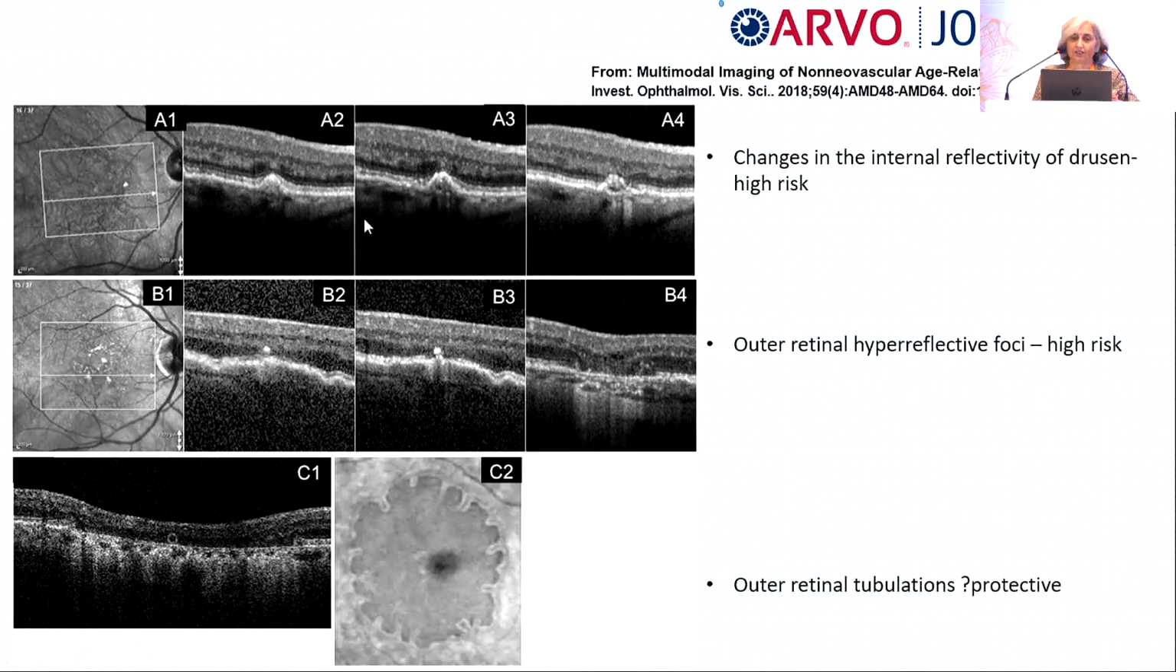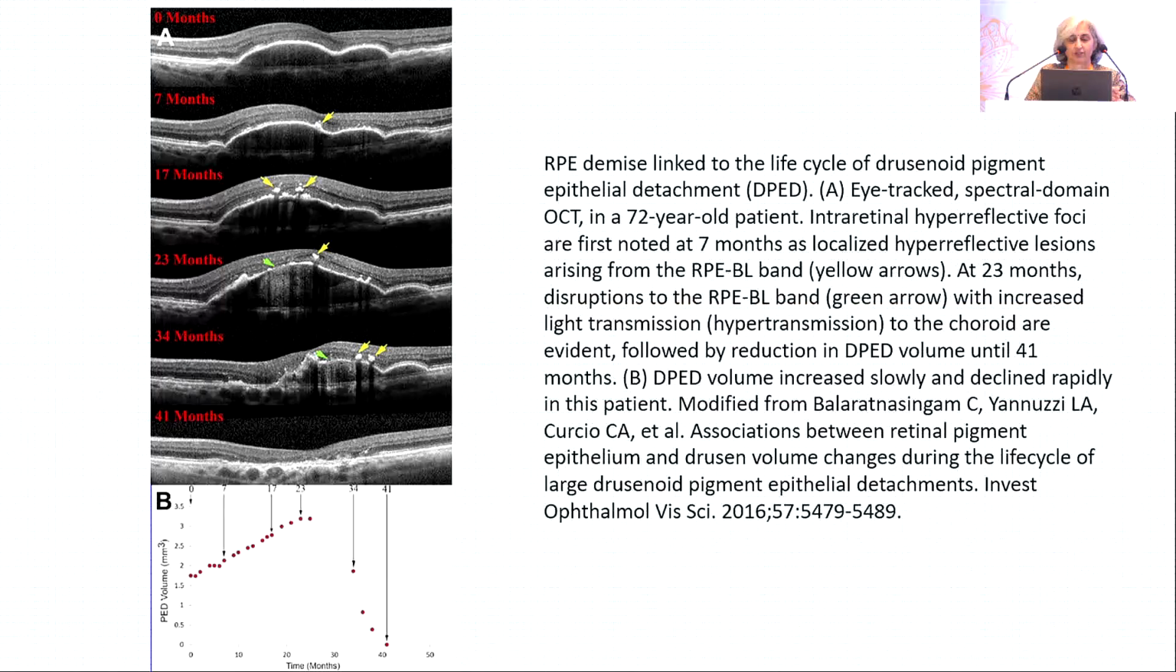And there are certain changes which are at high risk, that is change in the character of the internal reflectivity of the drusen. Here you see hyperreflectivity, and you have the hyporeflective core. Again, hyperreflective foci, and interestingly, outer retinal tubulations, which we all thought were atrophy, where if you see it at the border of the area of atrophy, it's believed to be protective and protects it against progression.